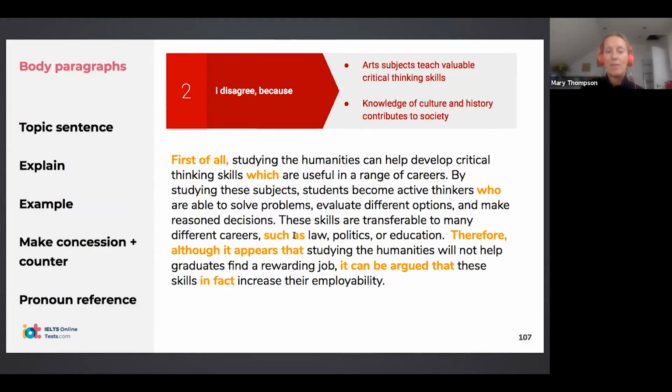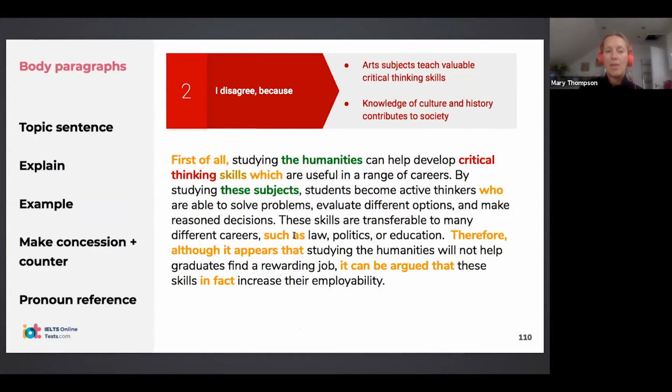And looking at pronoun referencing now. Okay, so pronoun referencing. So we've got a noun here, the humanities. So can you find a phrase which includes a pronoun that replaces that phrase? That makes sense. So it's the next sentence, these subjects. Okay, so instead of repeating the humanities, you can use a pronoun reference, these subjects. So that also creates cohesion.